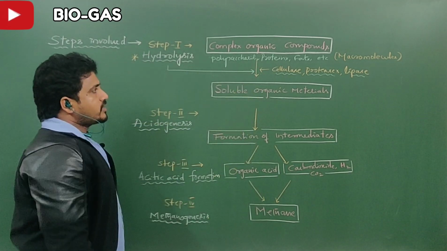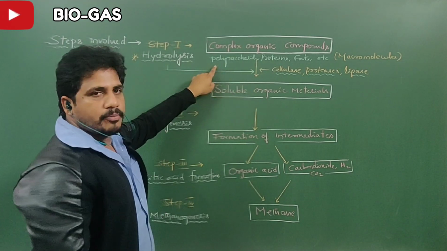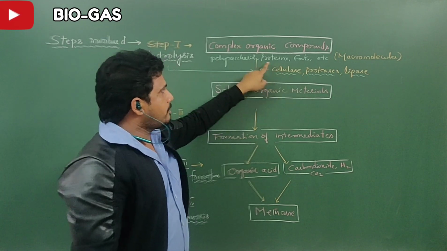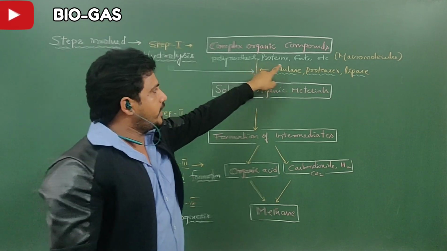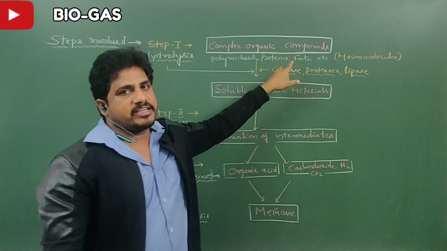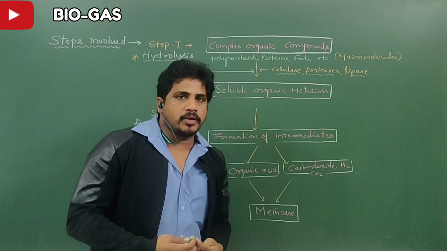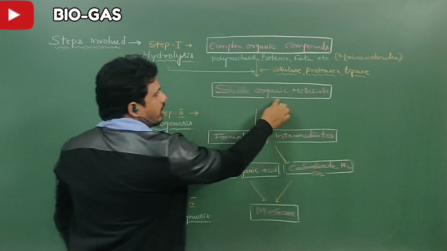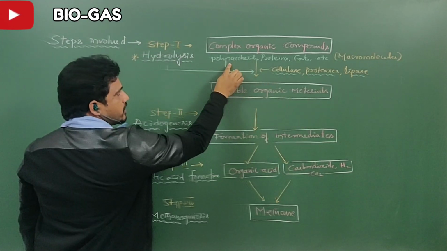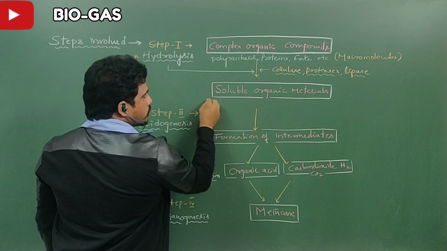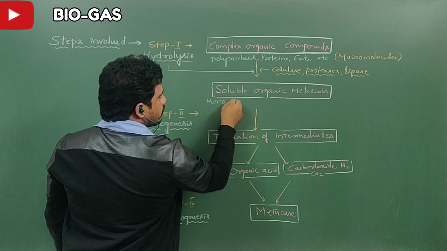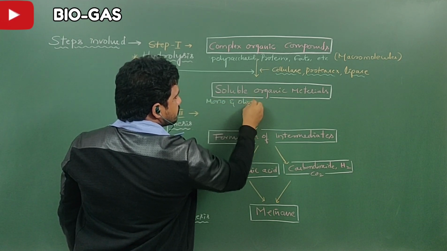In the presence of water, cellulase breaks polysaccharides, proteases break peptide bonds present in the protein, and lipases break fats, so that they become monomers. So they are able to dissolve. Hence, they are soluble organic materials. So polysaccharides turn into monosaccharides and oligosaccharides.